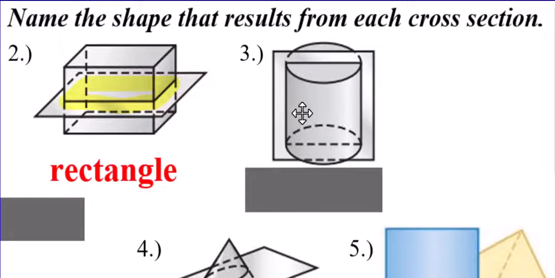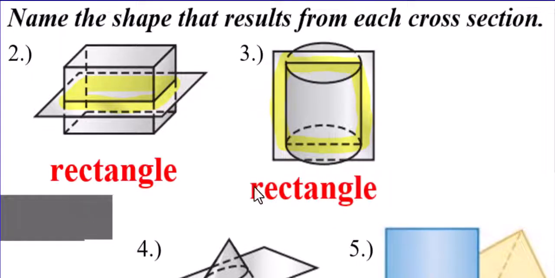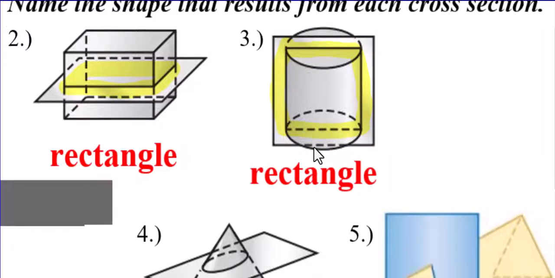There you go. Problem number 3. This one is not parallel to the circle at the top and the circle at the bottom. So this is not going to make a circle. This is perpendicular to the base. Let me highlight here. 1, 2, 3, 4 sides. I didn't highlight it perfectly here, but you can see this would be like the side view of a cylinder, which would make a rectangle.